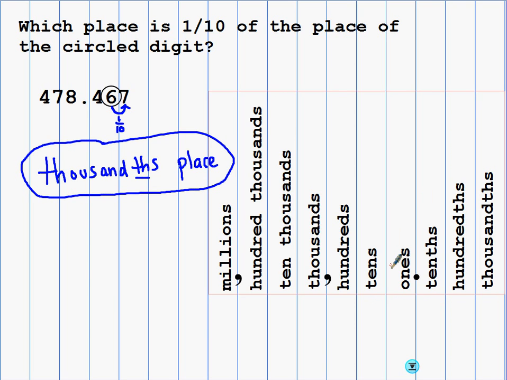All right, so remember, when I move to the right one place, my value always decreases by a factor of 1/10. If I move to the left, the value of that place always increases 10 times.